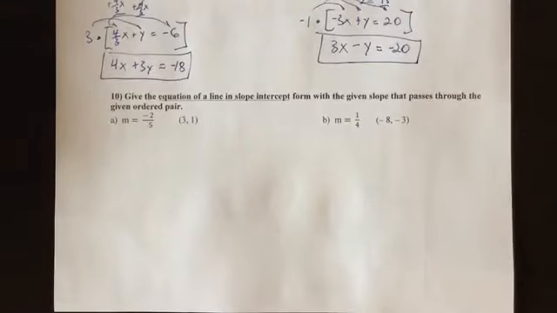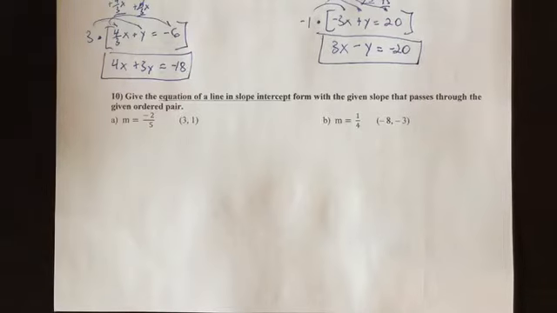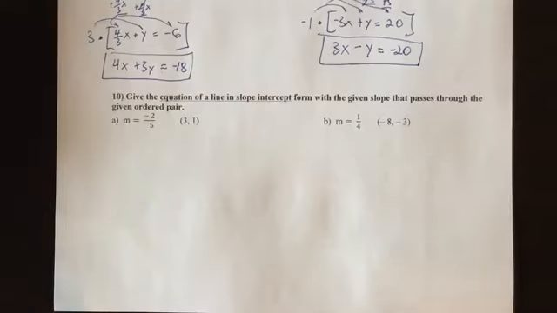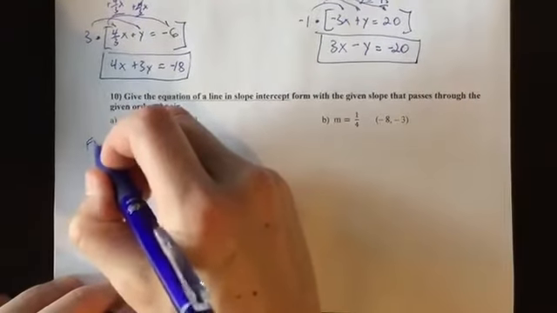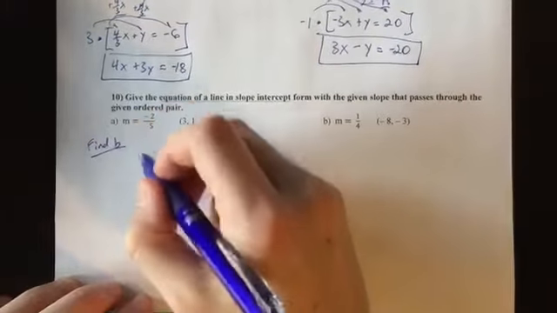On number 10, we're going to give the equation of the line in slope-intercept form with a given slope and passes through the given ordered pair. I want to remember, when I'm writing an equation, I always need slope and y-intercept. Here we have the slope. We don't know the y-intercept. So we're going to work to find that y-intercept, to find b.